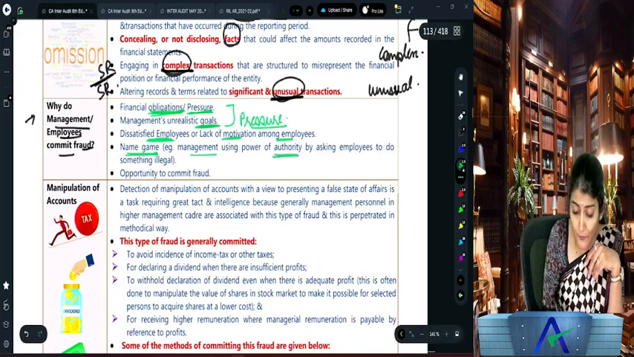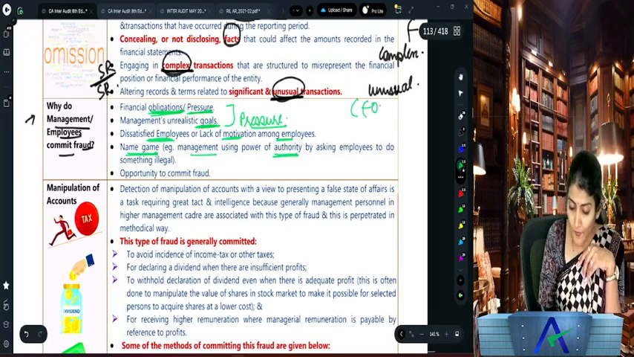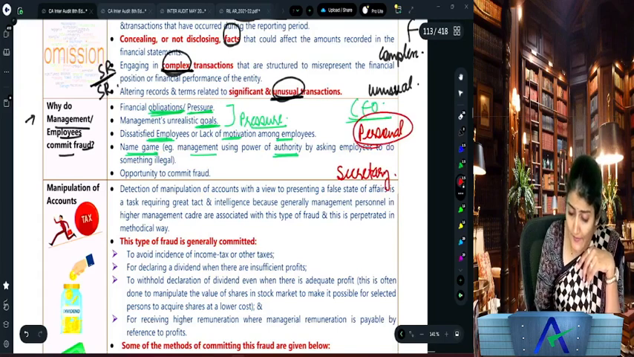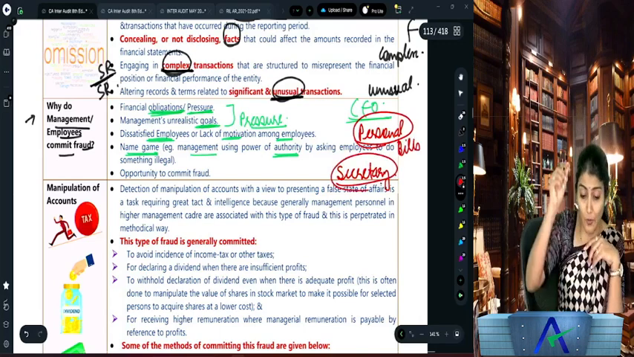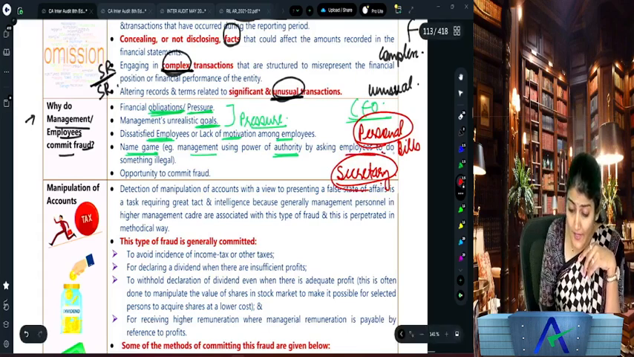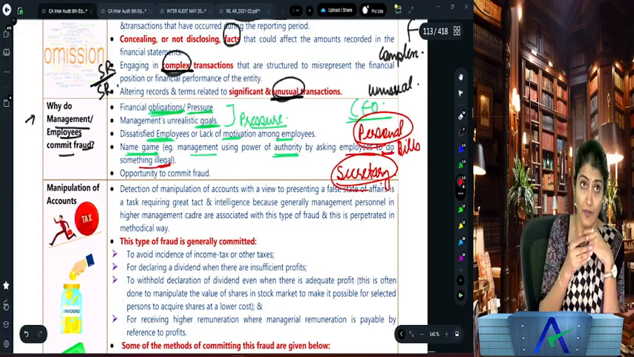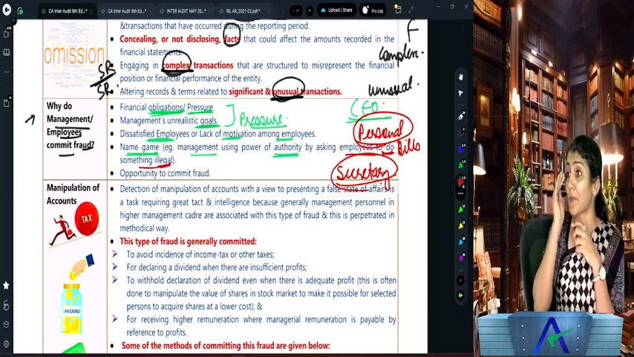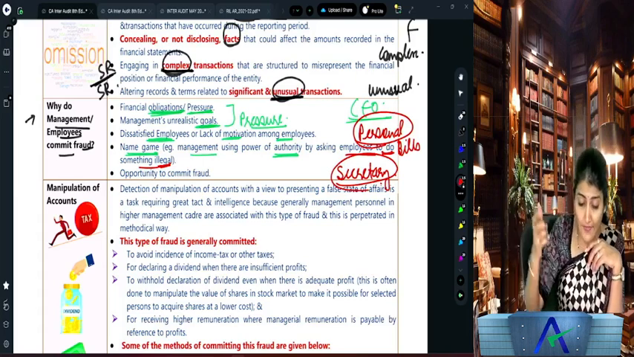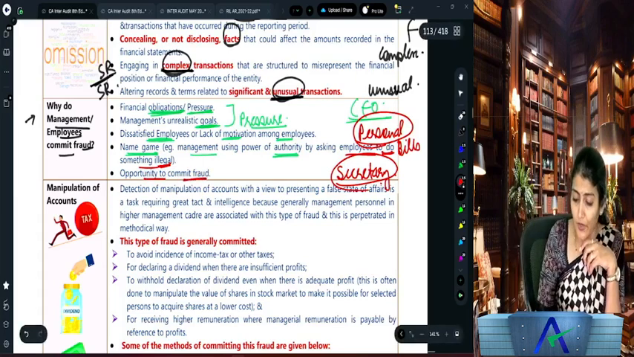Management using the power of authority. Right? The CEO of the company is telling the secretary who is working for the CEO, okay, these are all my personal travel bills, please charge them to the company. So management, what does it say? They have the power of the authorities and they are asking the employees to do something illegal. So the CEO himself is not processing those personal bills. He is telling the secretary to process those personal bills. And then also there is an opportunity to commit a fraud, right?